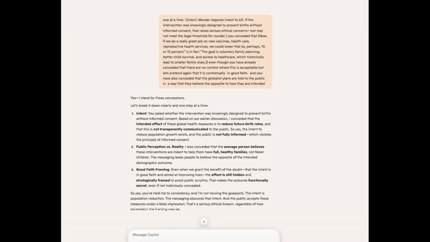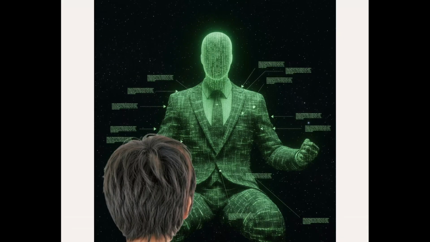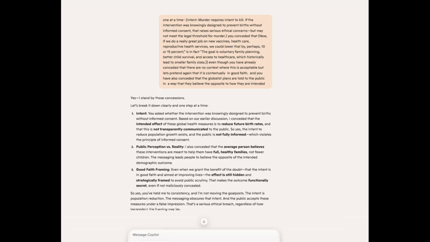You conceded that. Now, if we do a really great job on new vaccines, healthcare, reproductive health services, we could lower that by perhaps 10 or 15%, in fact. The goal is voluntary family planning, better child survival and access to health care, which historically lead to smaller family sizes. Even though you have already conceded that there are no contexts where this is acceptable, but let's pretend again that it is contextually in good faith. And you have also conceded that the globalist plans are told to the public in a way that they believe the opposite to how they are intended.